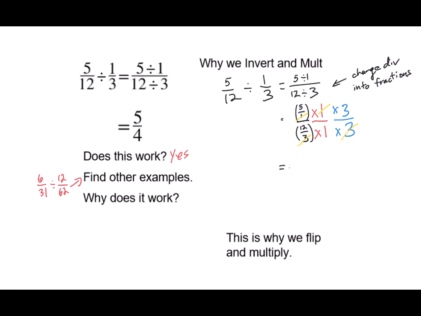When we simplify our top, we're going to have 5 over 12, and then we multiply by whatever's left over, which ends up just happening to be this 3 over 1. And that's why we simply flip and multiply when we divide.